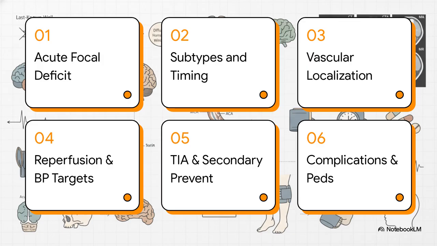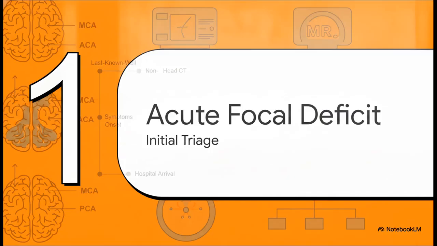First, acute focal deficit triage, then stroke subtypes and timing, vascular territory localization, reperfusion and BP targets, TIA and secondary prevention, and finally, complications and pediatric stroke. All right, part 1, acute focal deficit triage.